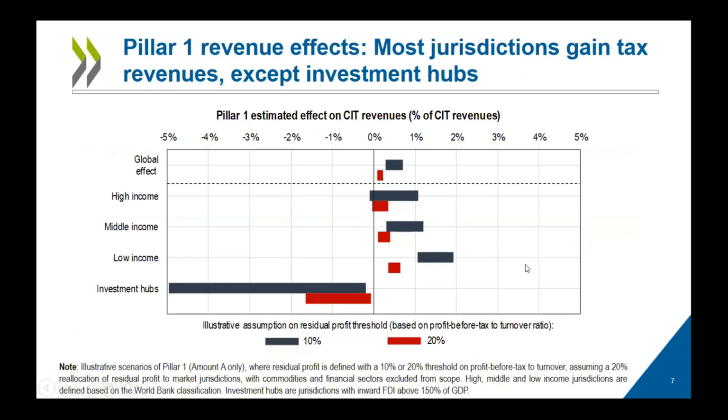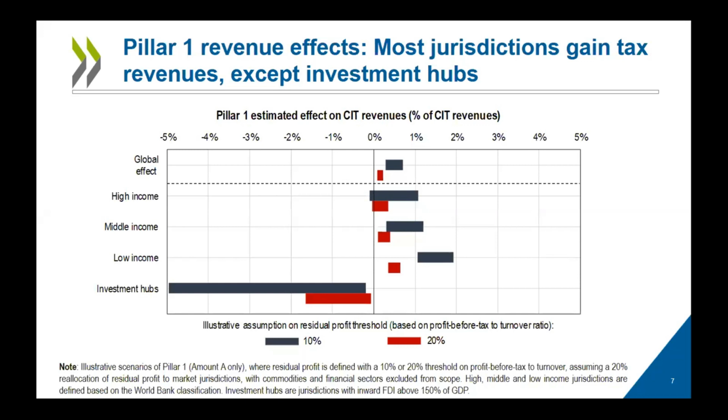Well, this slide here is showing you the impact of Pillar 1. This is assuming that we have a profitability threshold of 10% profit before tax to turnover, and a 20% allocation of that amount is then allocated to market jurisdictions. And what we see here is the global effect, depending on whether it's 10% or we also have in red a 20% profitability threshold. So the blue is the 10% threshold, the 20% threshold for profitability is the red. We see overall the global effect is reasonably modest, even more modest if you set the profitability threshold at 20%.